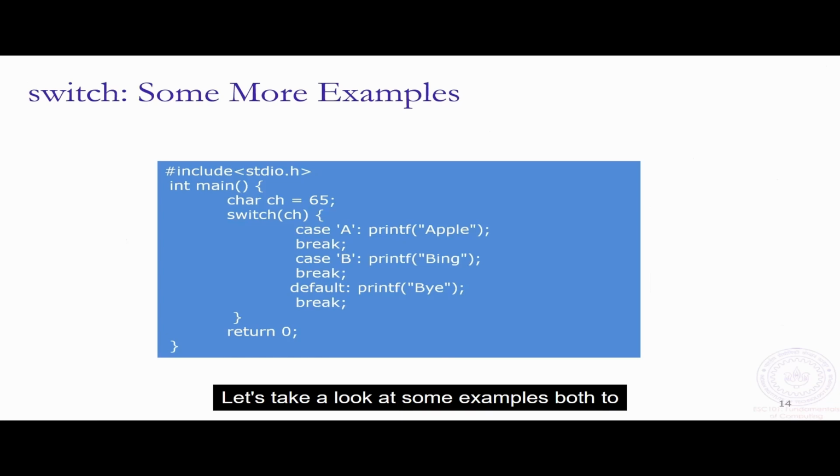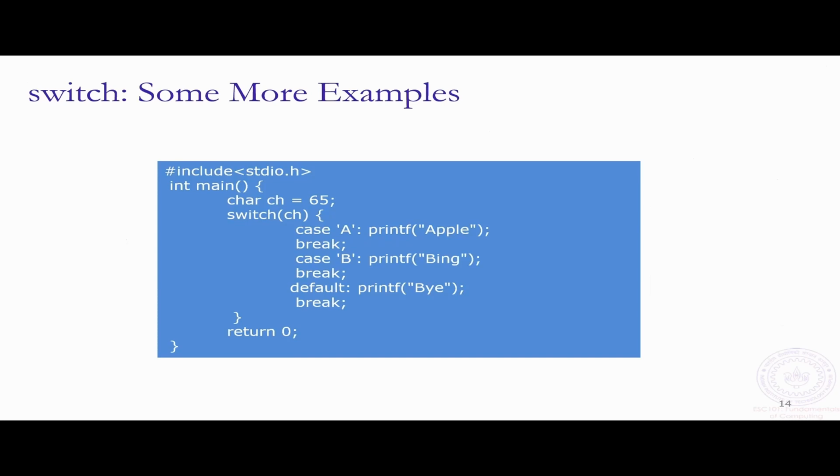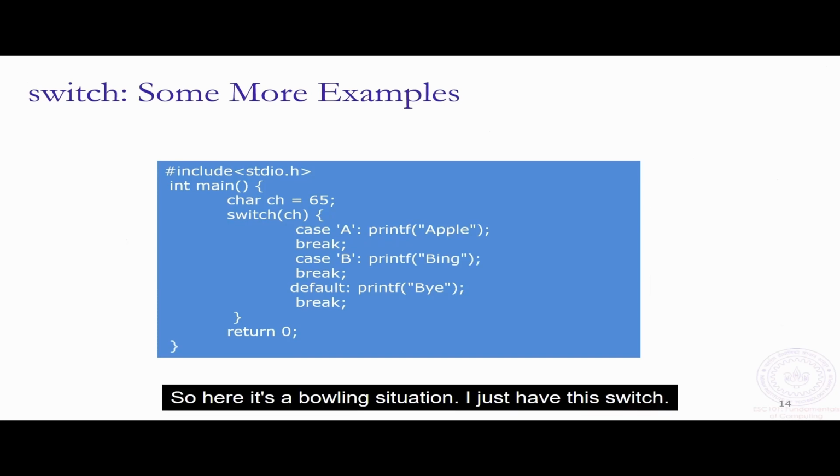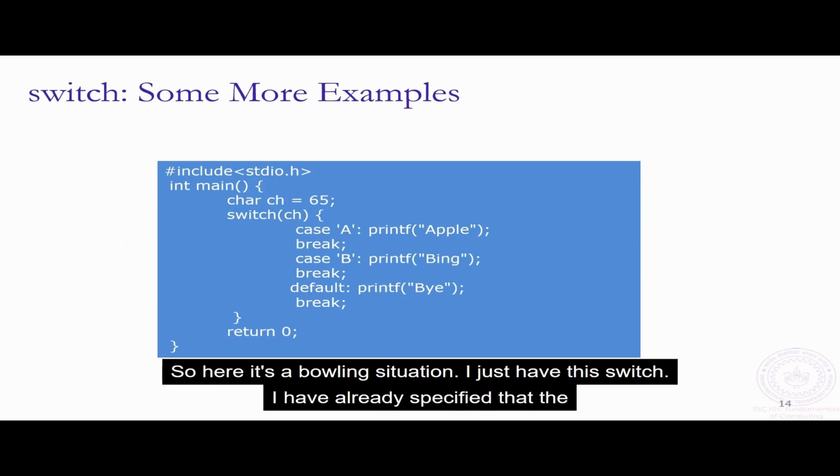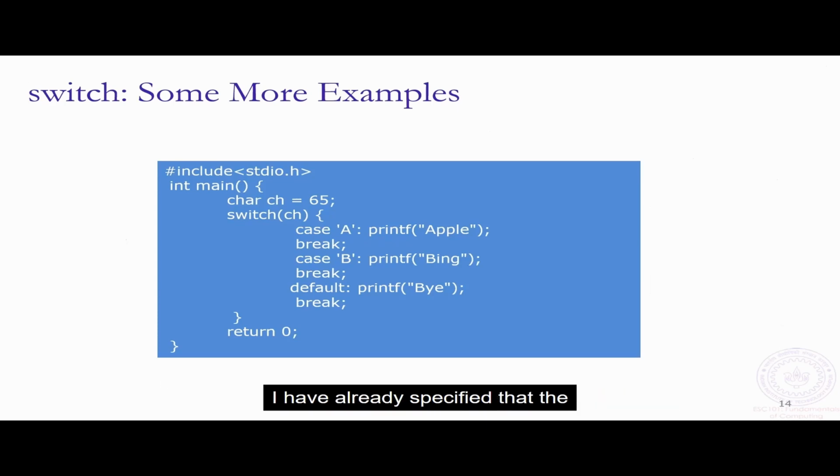Let's take a look at some examples, both to see how switch case works and also to see how you can use this fall through behavior in the switch case statement to your advantage when you are actually trying to write some code. So here it's a bowling situation. I just have this switch.